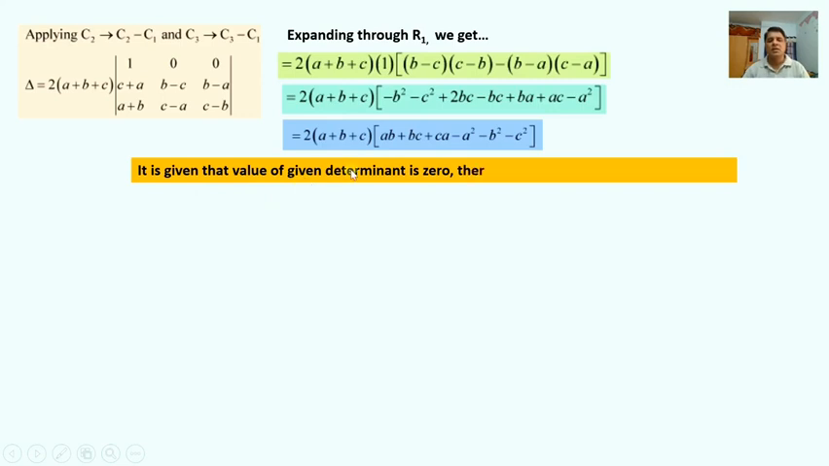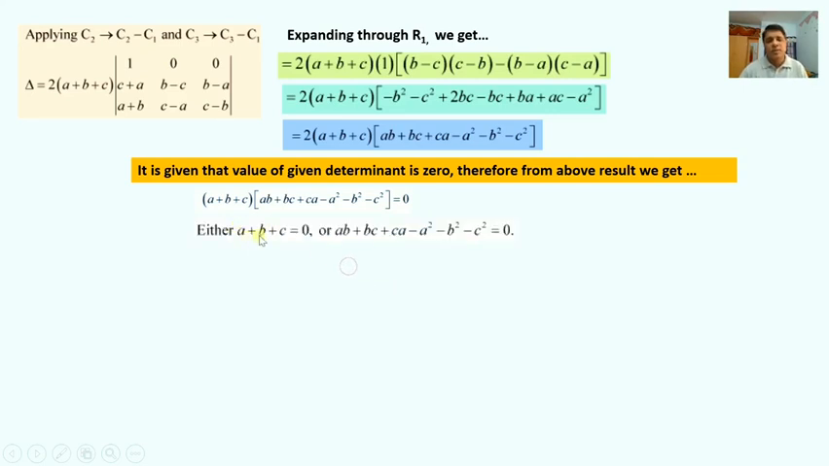It is given that this product of two factors equals 0. That means either the first is equal to 0 or the second is equal to 0. So A plus B plus C is equal to 0, or this second factor is equal to 0. Now this second factor we have taken is equal to 0. Now multiplying by minus 2 both sides.